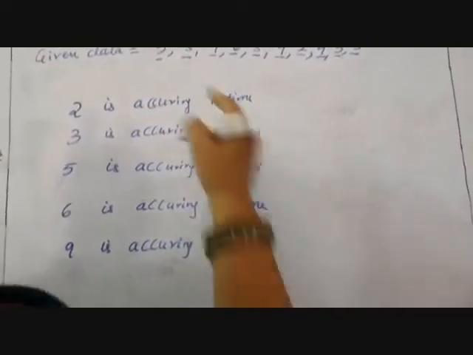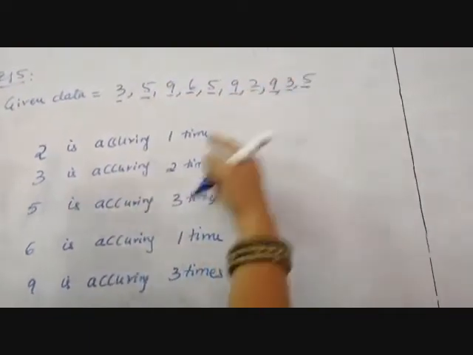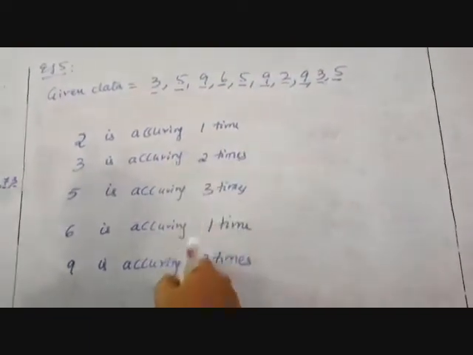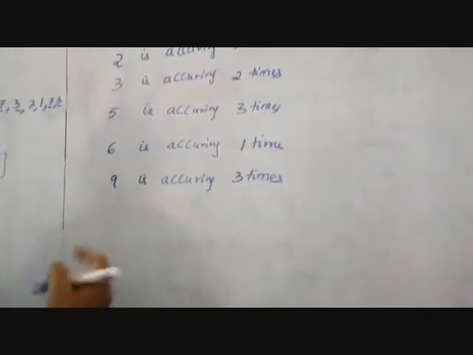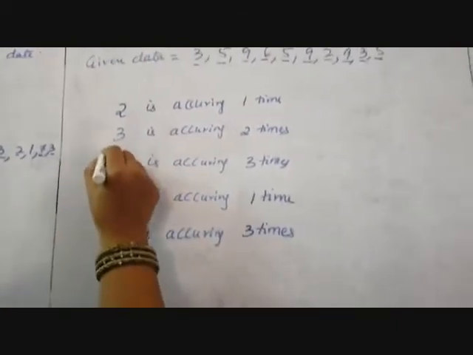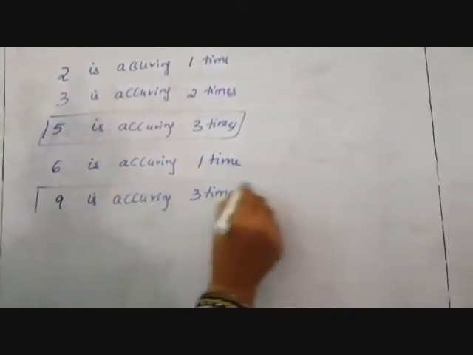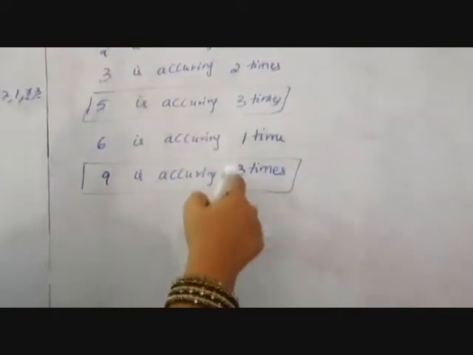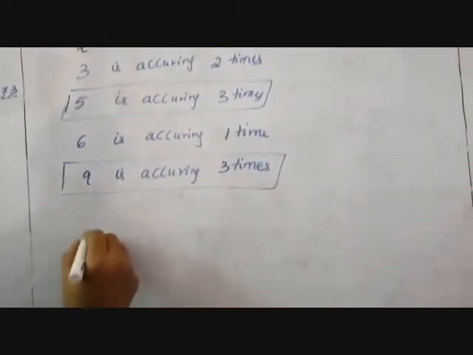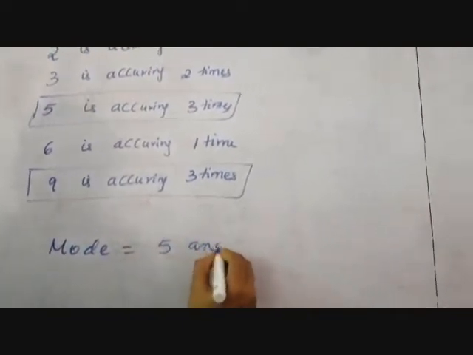Is it over? Count the number of given data: 1, 2, 3, 4, 5, 6, 7, 8, 9, 10. Over. So which number is now the mode, the most frequently occurring number? 3 times. And here also one more number, 3 times. 5 and 9 both occur 3 times. So the mode is equal to 5 and 9.